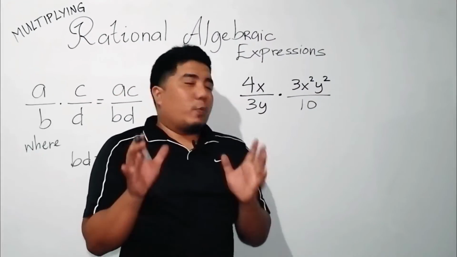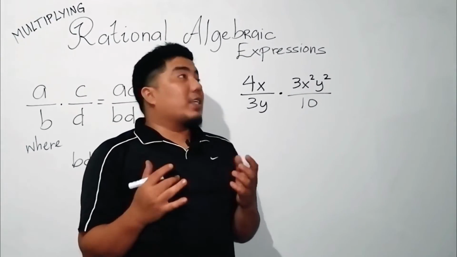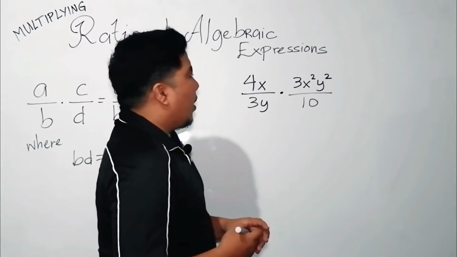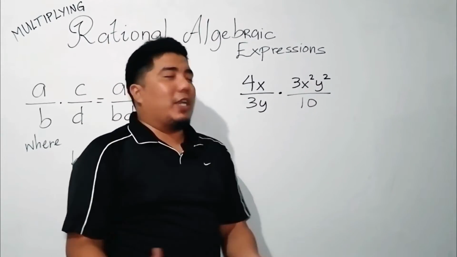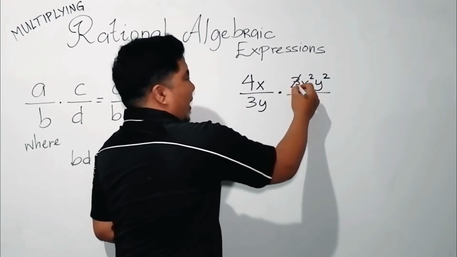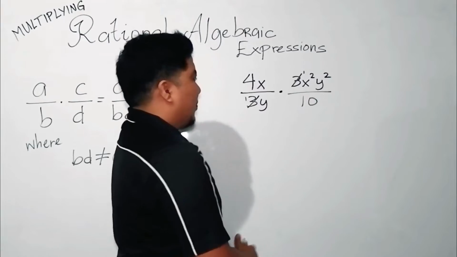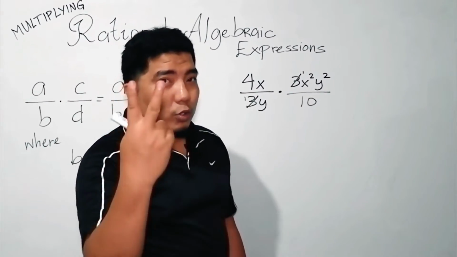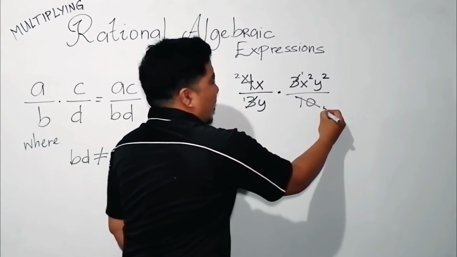Okay, math learners. We have here another example. We have 4x over 3y times 3x squared y squared over 10. Now, what we will do here, let's practice cancellation in order for you to master it. So, what is the common number between here? So, we have here 3 and 3. Okay, right? So, this will become 1. This will become 1. 4 and 10 here, they are both divisible by 2. So, we divide this by 2, this will become 2. We divide this by 2, this becomes 5.